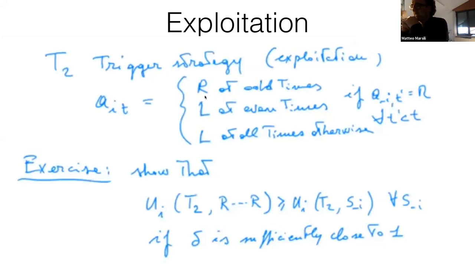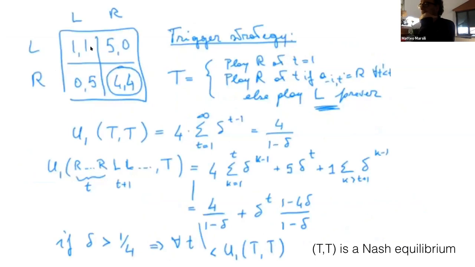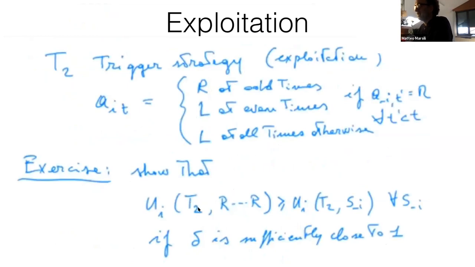Okay, so this is a kind of exploitation, no? Because if you go back to this payoff table, player one is saying, "I'm going to play R. You have to play R all the time, and I'm going to play R half of the time, and L half of the time." So half of the time you are going to get zero and I'm going to get four. That's the deal. And if you do the same calculation as here, you can find that this is actually a Nash equilibrium. So if player one plays this trigger strategy to two, then player two should always cooperate.